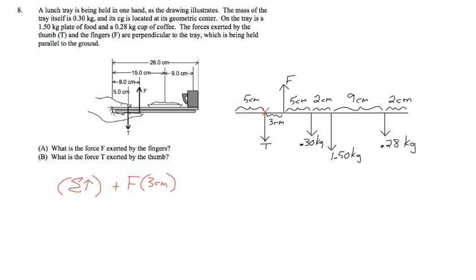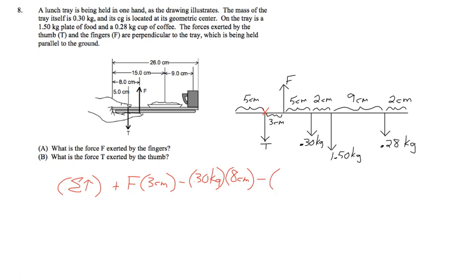All of the other ones are down arrows to the right of the pivot point. So every one of these is going to make it go clockwise. This one, clockwise. This one, clockwise. So they're all making it go clockwise, so they're all going to be negative. So I'm going to put in negative 0.30 kilograms times its distance to the pivot point, which is 5 plus 3. So it's going to be 8 centimeters.